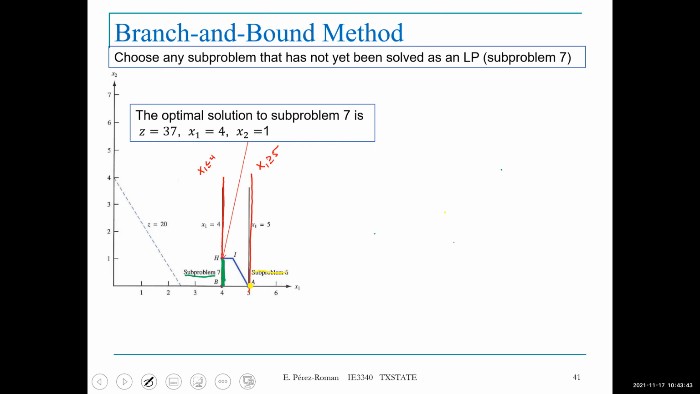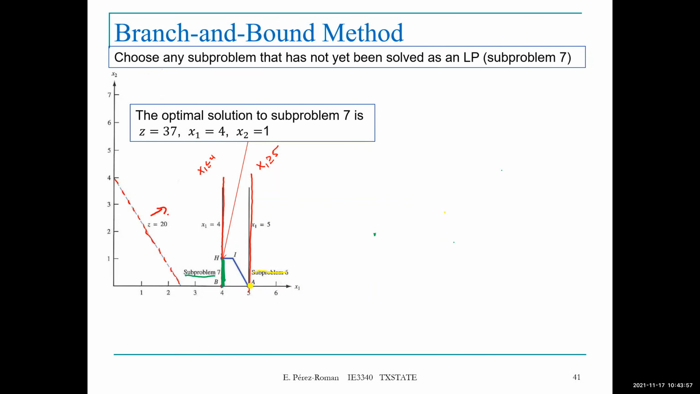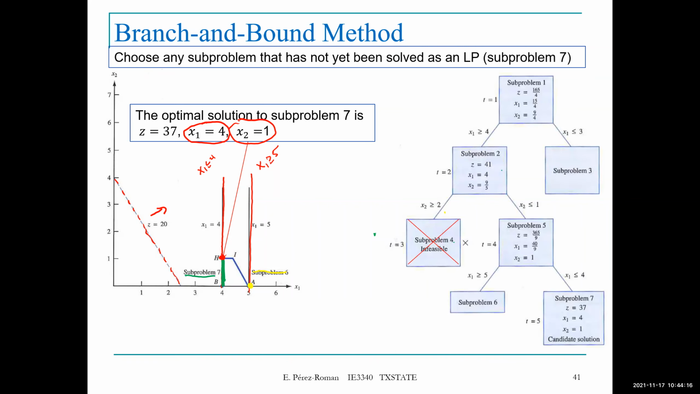And if we move the isoprofit line in this direction, the last point that is going to be touched for subproblem 7 is going to be that point, and that's giving us an integer solution that says that x1 should be 4, x2 should be 1, and the z value is 37. So we have found a candidate solution for our problem, which is integer.